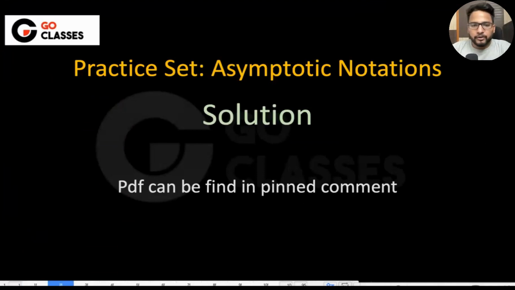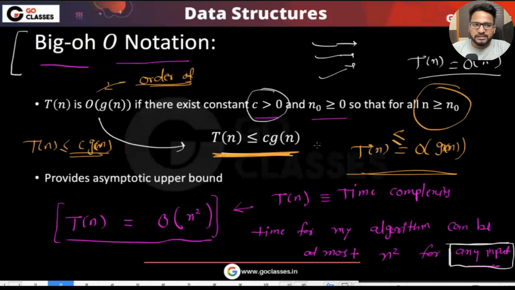But before that, let me quickly remind you of a few things that we have already discussed, like what big O notation and big omega notation are. If I'm saying T(n) is big O of G(n), it means T(n) is less than or equal to C times G(n) for some C and after some n naught. So basically after some n naught, it is less than or equal to, and C must be greater than 0. That's what we have said.